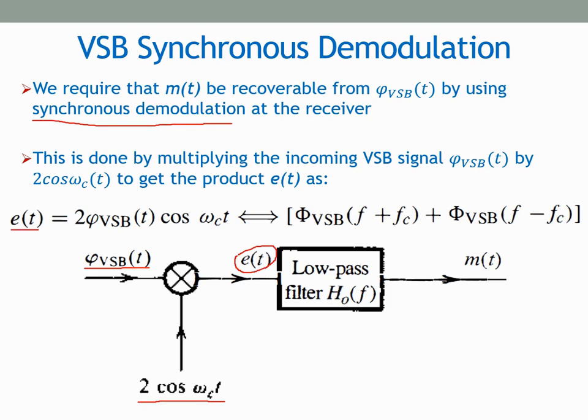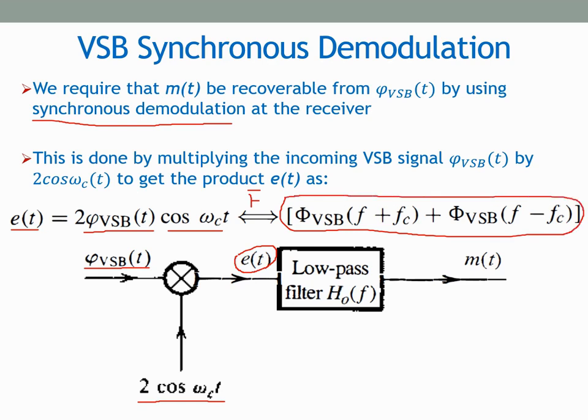This signal e(t) is represented by the expression shown here. It's the product of the VSB signal and the local oscillator. If we take the Fourier transform of this combination, as we know from previous knowledge, it will become equal to the frequency domain of the VSB signal that has been shifted by fc. So the same VSB signal that we have received will have two sidebands, one at f plus fc and the other at f minus fc. So this is frequency translation.